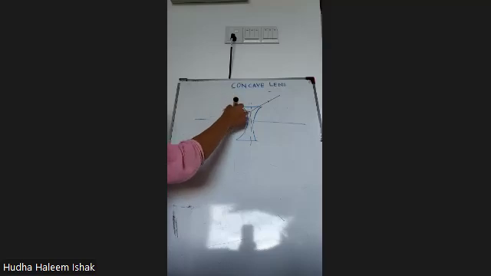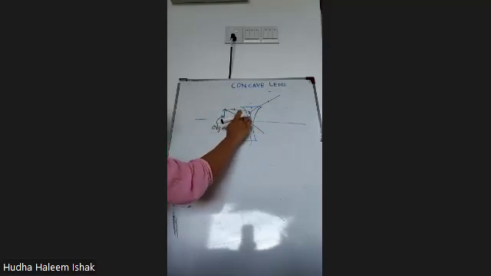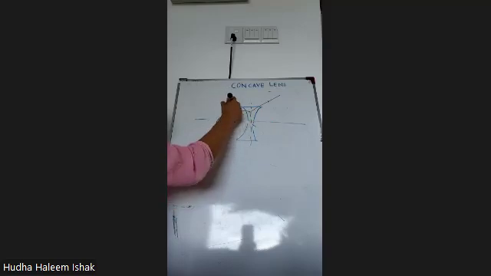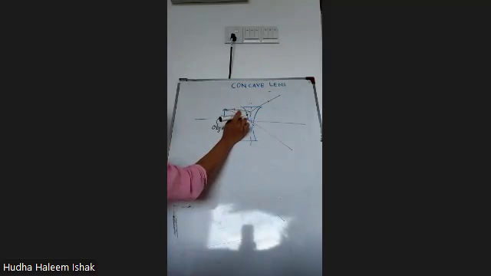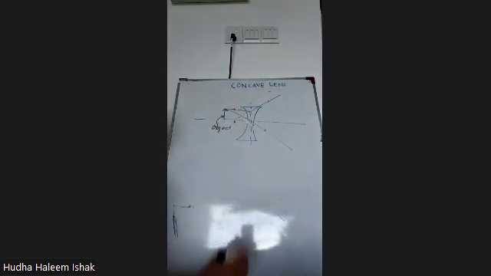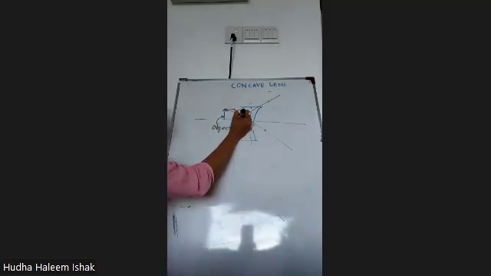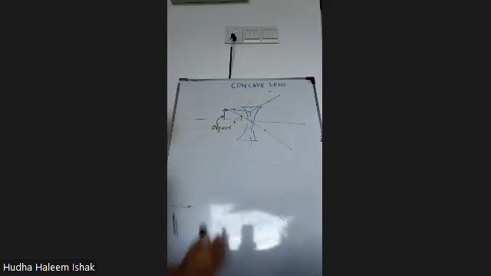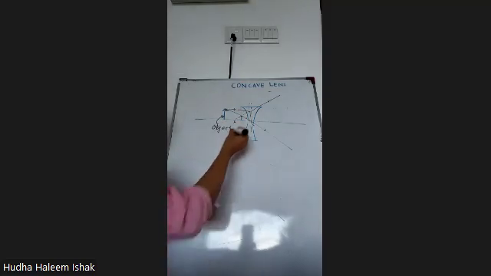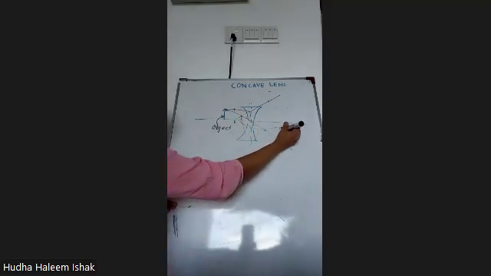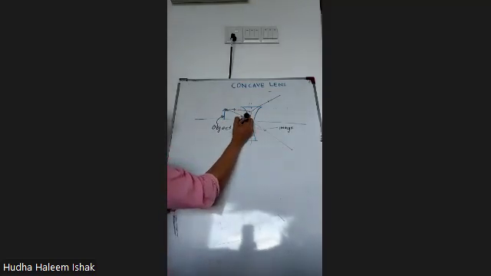When the light ray goes through the optical center, it will continue to move through the optical center. So this is the second rule. Now we can find a common point at which the image is formed. So this is the place where the image is formed. This is the image.